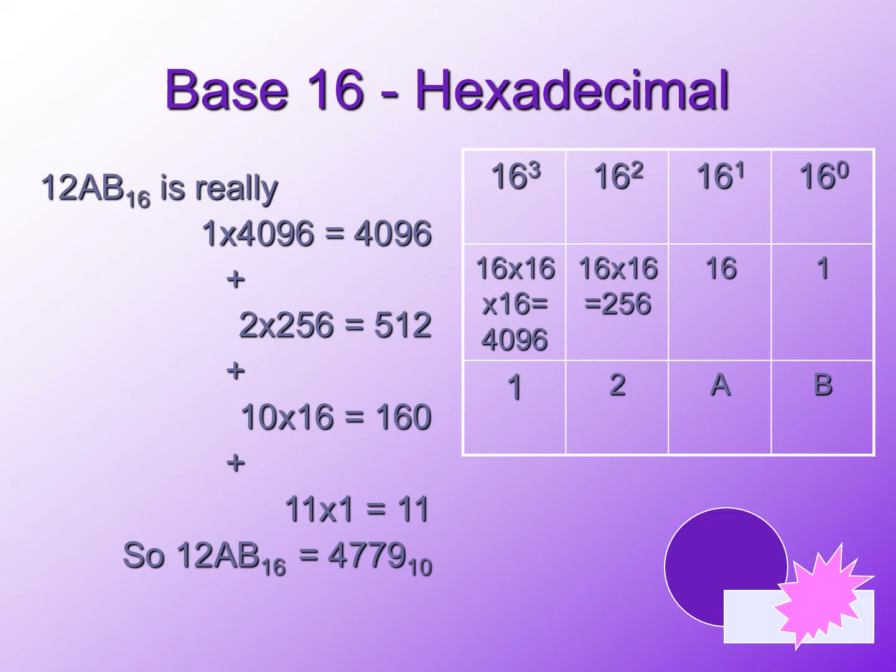So, adding them up, you have the 4,096 because you have a 1 in that position. You have a 2 in the 256 position, so that's 512. You have an A, or a 10, in the 16's position, which is 160. And you have a B, or an 11, in the 1's position, and so that's just 11. Adding those numbers up, the 12AB in base 16 is 4,779 in base 10.